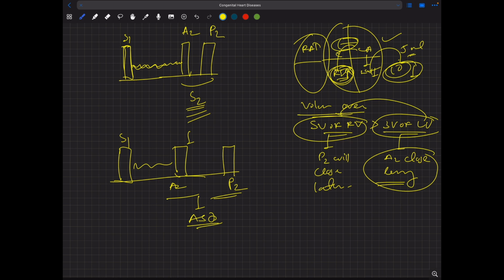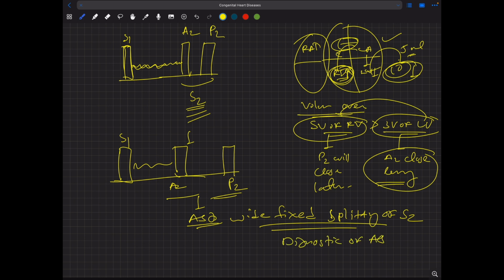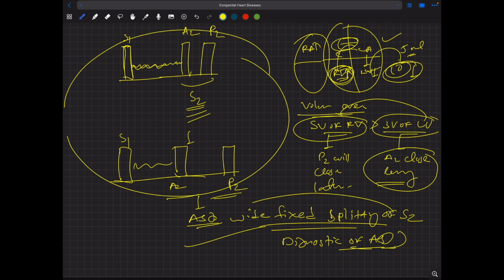Okay, so in case of ASD we have wide fixed splitting of S2, and it is diagnostic of ASD. Okay, so in case of ASD we have wide fixed splitting of S2. Now we'll discuss the ECG findings in case of ASD.